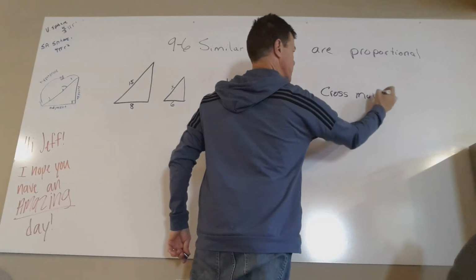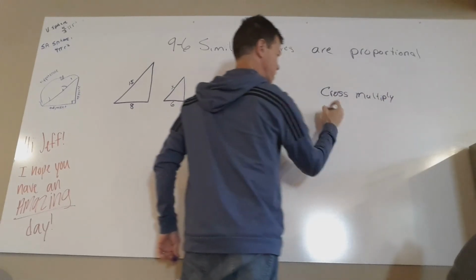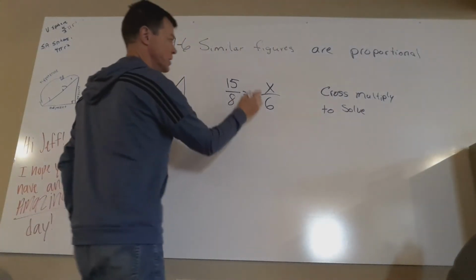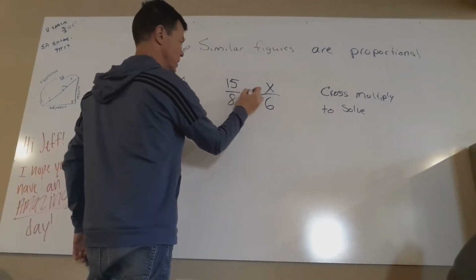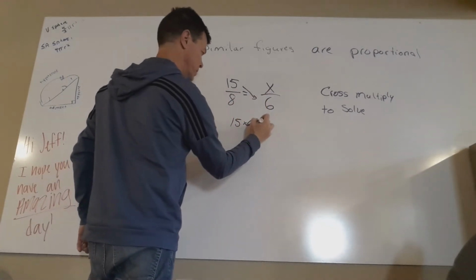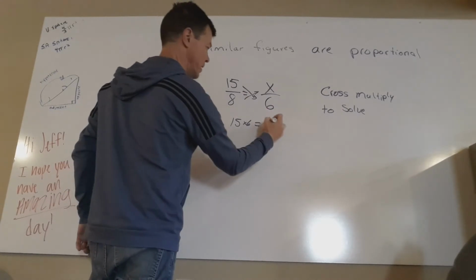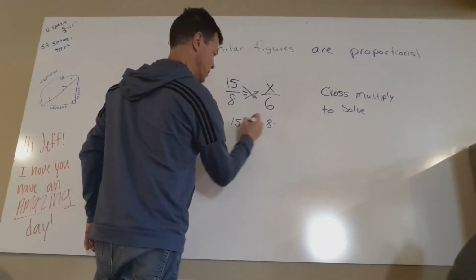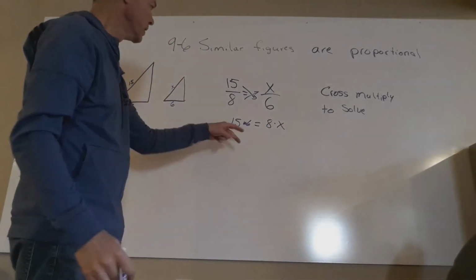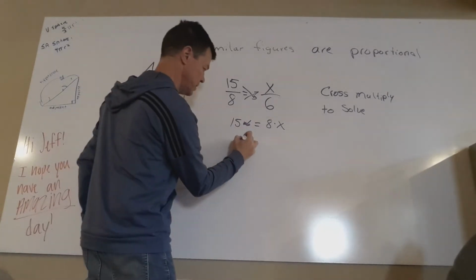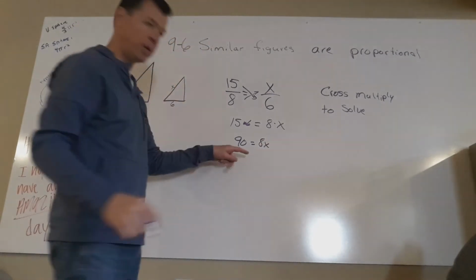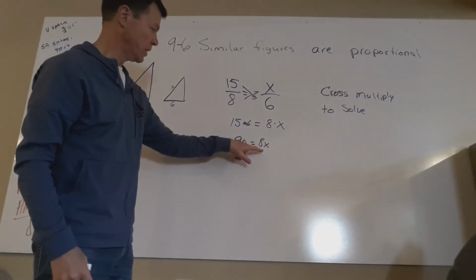Cross multiply to solve. Remember, cross multiplying is just exactly what it is. You have an equal sign set up here, so 15 times 6 will equal 8 times x. 15 times 6, 8 times x. And 15 times 6, you got 90, equals 8x. Simple algebra equation right here to solve for x.